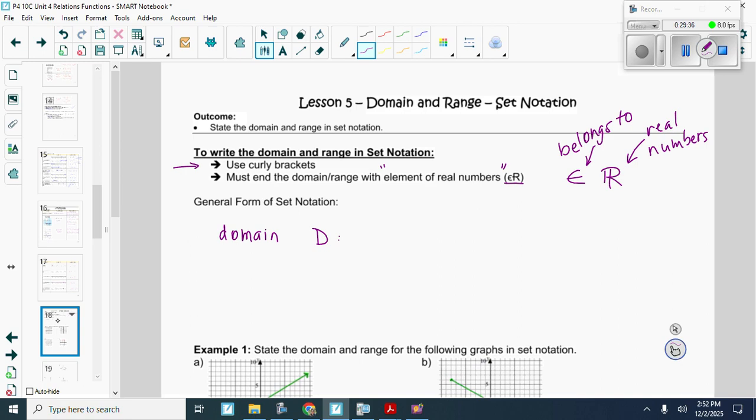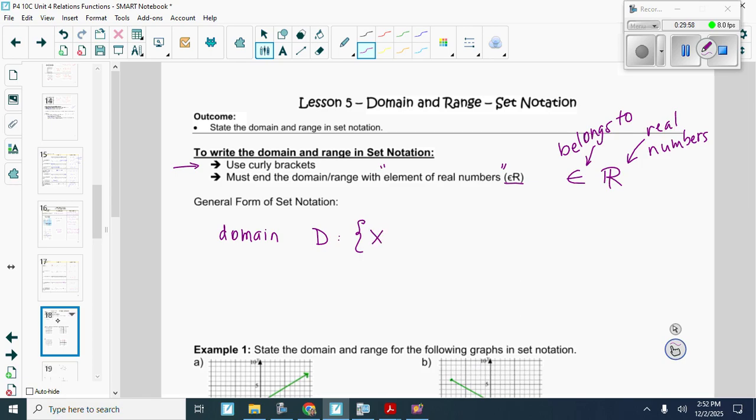I'm going to open up my set with a curly bracket. And then you're going to tell your audience what variable we're talking about. What variable are we talking about when we're talking about domain? X or Y? X, awesome. So you're going to write an X.